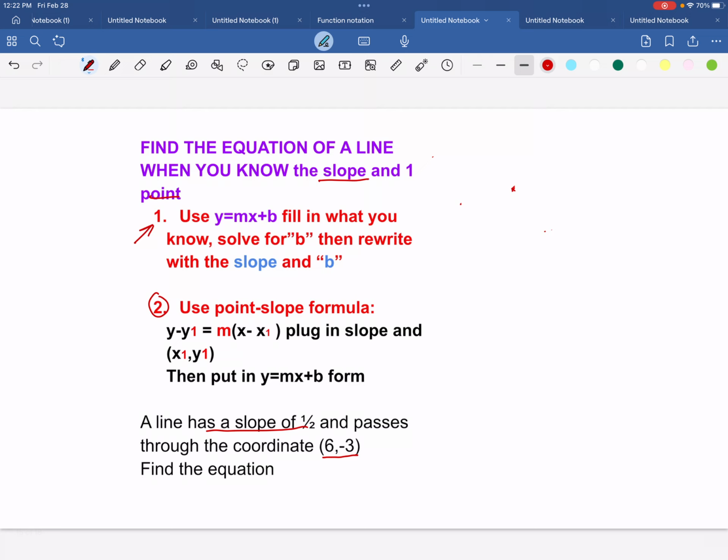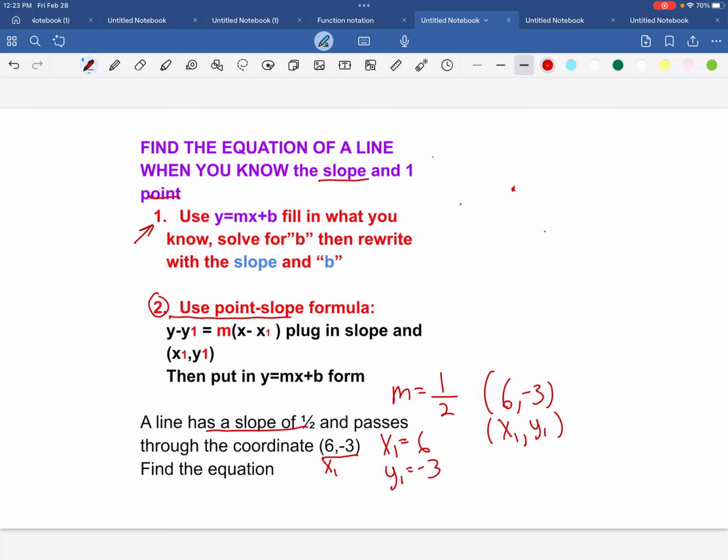I want to remind myself that the slope is 1/2, and the coordinate, when I say it's 6, -3, go ahead and label that as x sub 1, y sub 1. I know there's only one point, but get used to doing this. When I say x sub 1, y sub 1, that means a specific x and y coordinate. So x1 is equal to 6, and y1 is equal to -3.